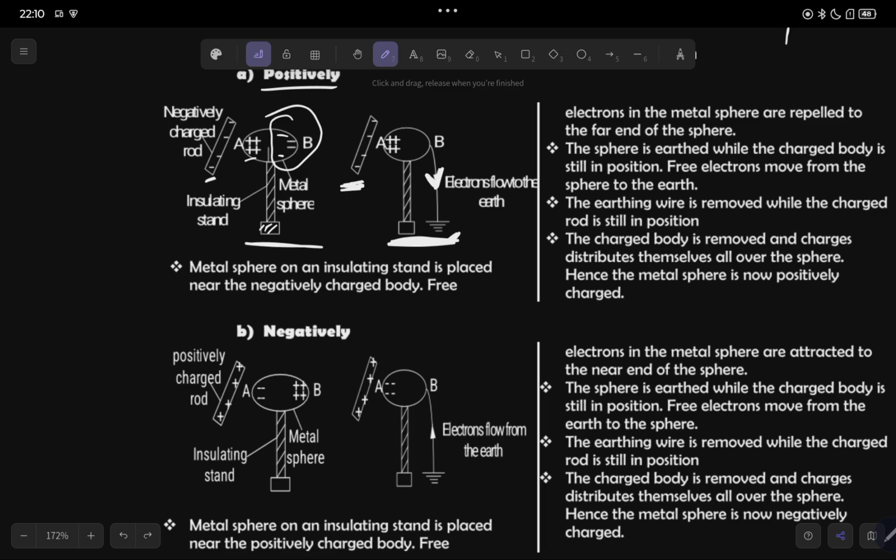Now, when you later take away the inducing charge, the positive charges will redistribute themselves across the conductor, and you'll have a positively charged conductor or sphere.